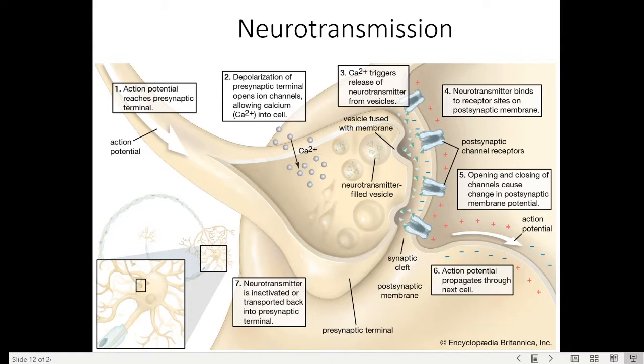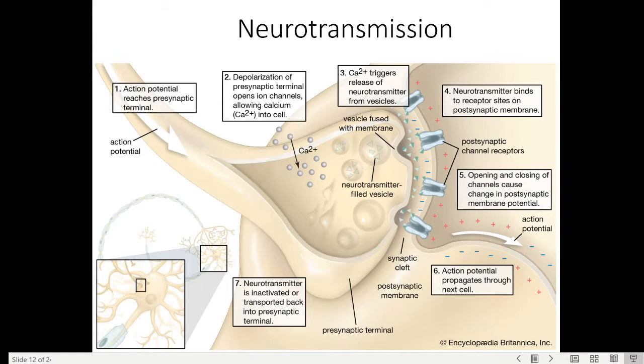The second step is depolarization of the synaptic terminal, which opens ion channels. This allows calcium ions into the cell. After getting the alert that we want to produce the signal, our cells allow the calcium channels to let calcium ions enter the cell.